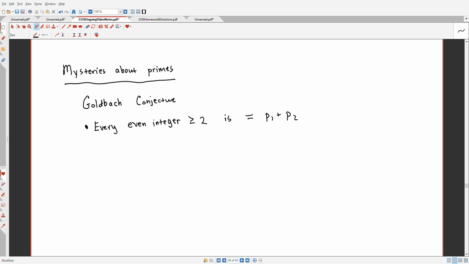So for example, well, 4 is just the prime 2 plus the prime 2, and 12. Let's think about if we can do 12. Sure, the prime 5 plus the prime 7. And it seems to be true for all other even integers, but nobody really knows.